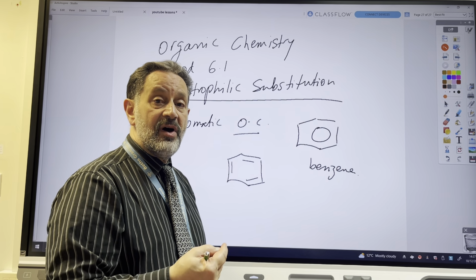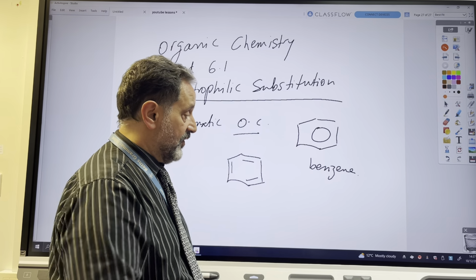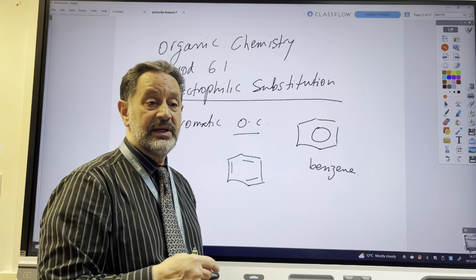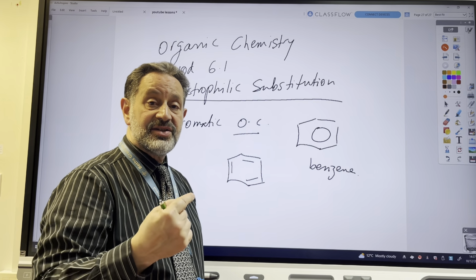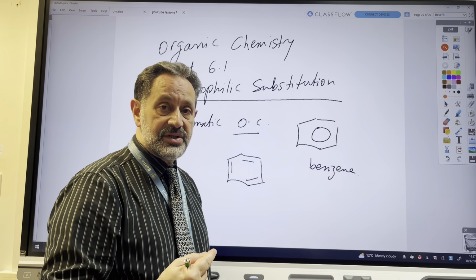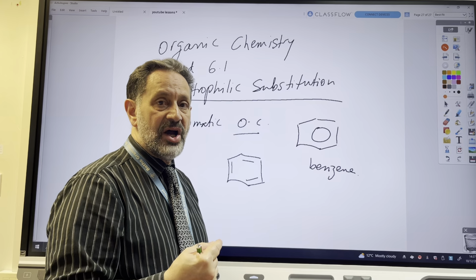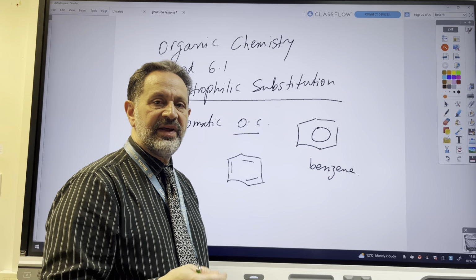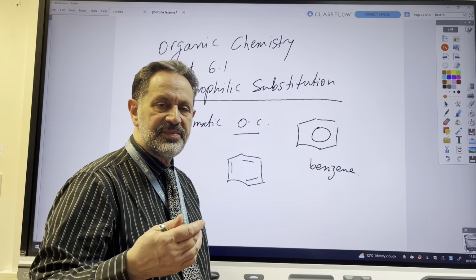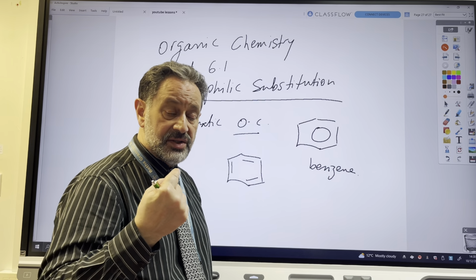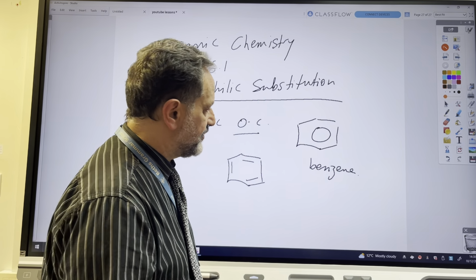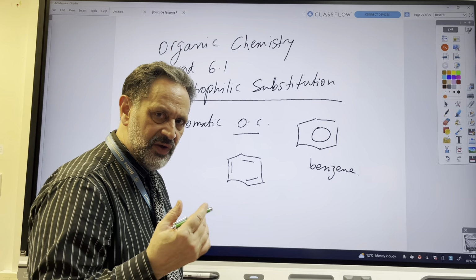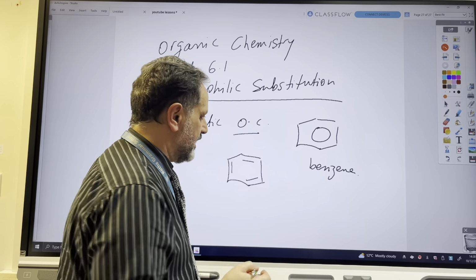Or the enthalpy of hydrogenation. When the double bonds, as proposed by Kekulé, react and get saturated with hydrogen, the enthalpy of hydrogenation is not the same as, for example, when alkenes react with hydrogen. The enthalpies are different. So it puzzled people, and ultimately we realized that Kekulé's structure isn't exactly correct.